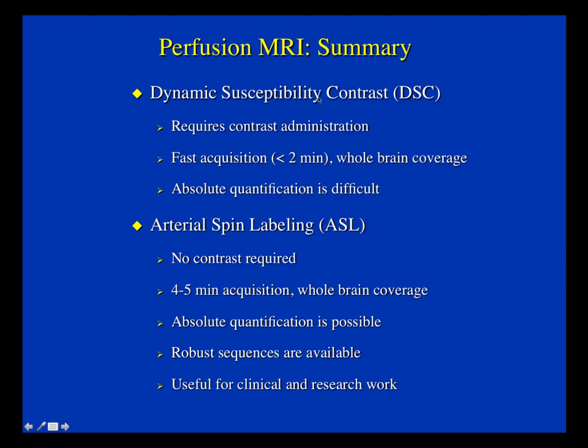So in summary, we have looked at the dynamic susceptibility contrast technique. It requires contrast administration, and acquisition is quite fast, and can provide whole brain coverage perfusion maps. But the absolute quantitation is somewhat difficult, but not impossible with calibration data. Then we have the ASL technique where no contrast is required. The acquisition time is around 5 minutes and can provide whole brain data. Absolute quantitation is possible, and we have robust sequences in all the scanners, and this can be used in clinical and research work. Thank you.